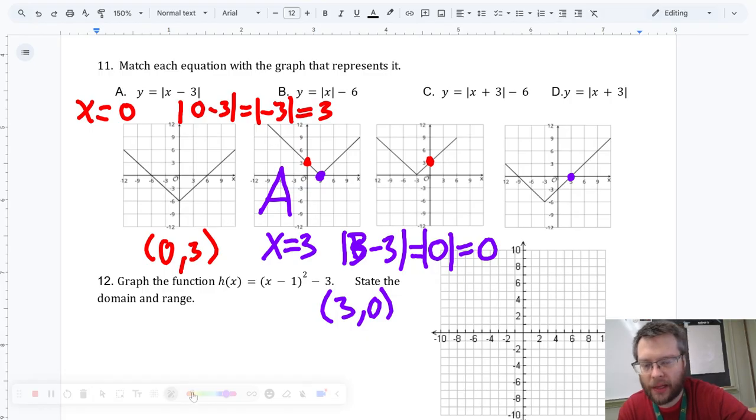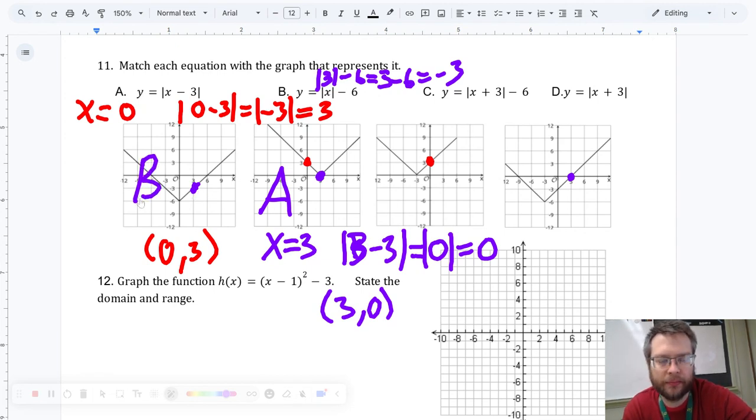Okay, now let's go back and try x equals 3 in our equation B. Let's try the absolute value of 3, minus 6. The absolute value of 3 is 3. 3 minus 6 is negative 3. Which graph has a point at 3, negative 3? Just this one. So I know that this is graph B.